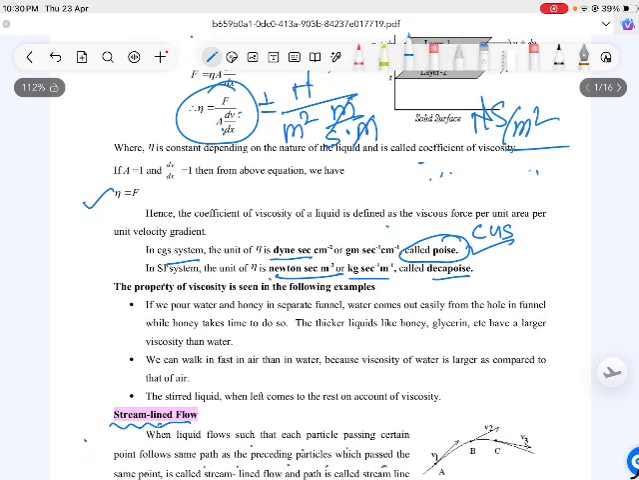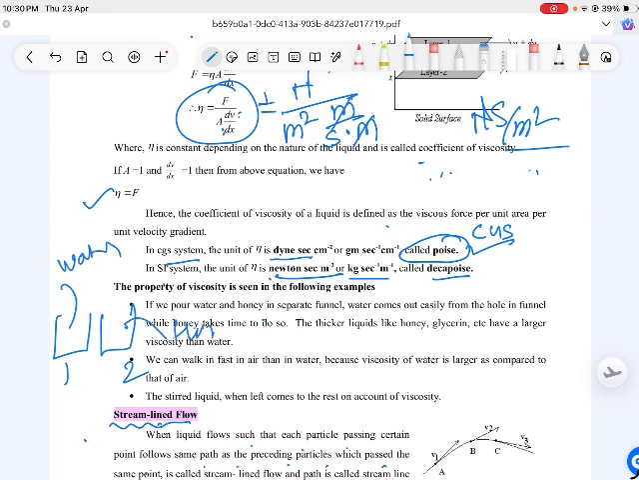Here are some examples. Suppose we pour water and honey in separate funnels, funnel number 1 and funnel number 2. In funnel number 1 you have taken water, and in funnel number 2 you have taken honey, then what happens? Water comes out easily from the hole in the funnel, while honey takes time to do so. It means that honey is thicker than water. The viscosity of honey is more as compared to that of water. This is one example for explaining the concept of viscosity.